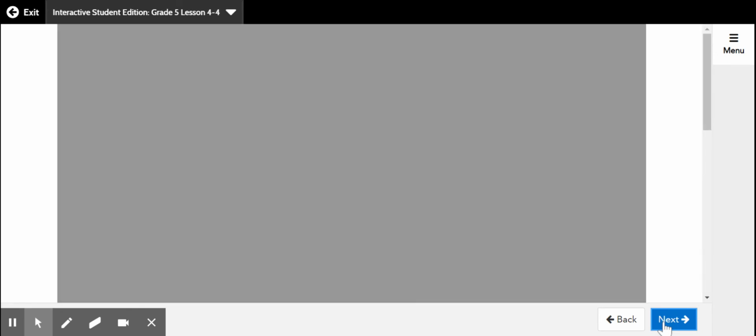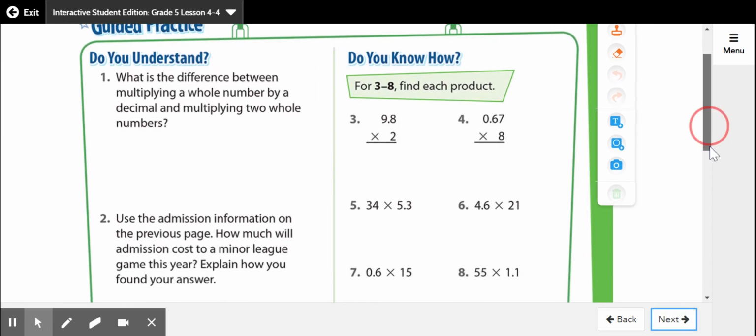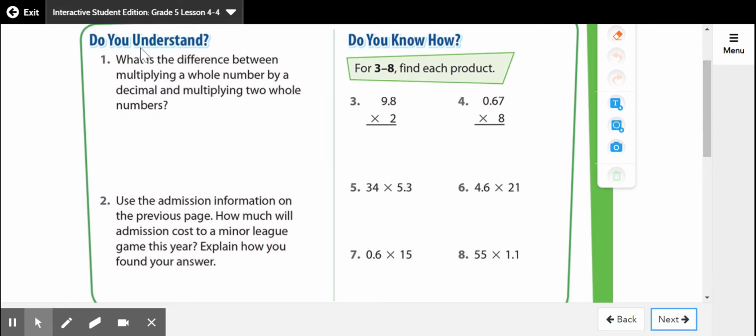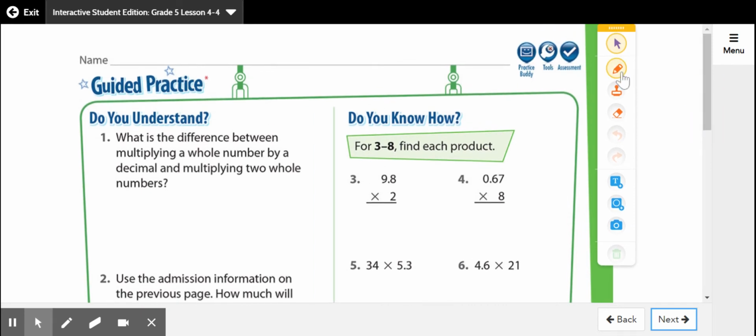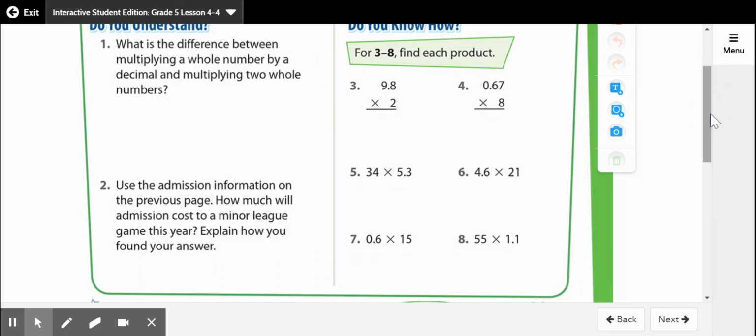All right, let's go to page 185. You know, we've been practicing a lot with word problems, so we can just answer this question. What is the difference between multiplying a whole number by a decimal and multiplying a whole number by a whole number? Well, one has a decimal, one doesn't. So however many spaces you have moved the decimal over, that's in total how many spaces you move it over on your final product.